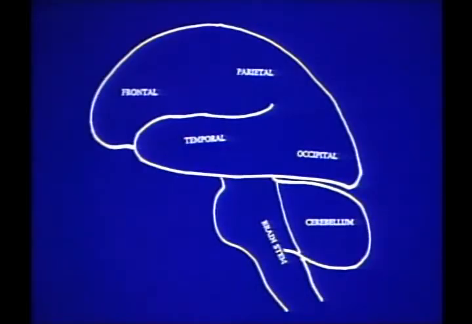There is the frontal lobe, the parietal lobe, the temporal lobe, where a lot of memory and language is stored, the occipital lobe, which is involved with vision, and then beneath the cortex is the brainstem and the cerebellum.